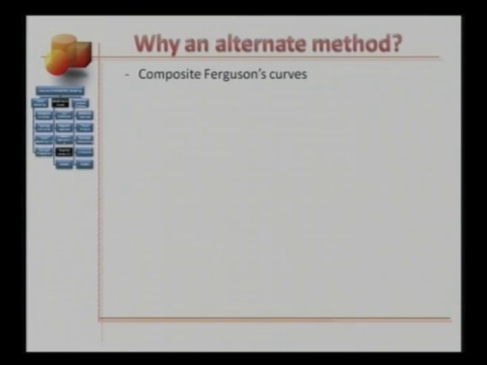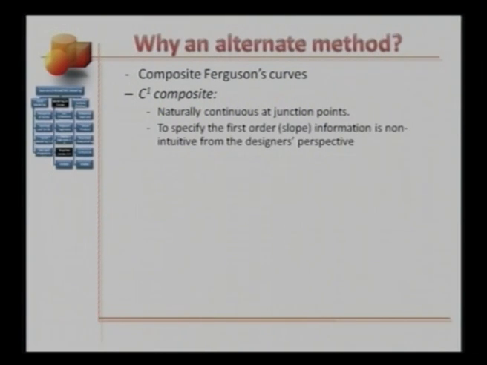Let's look at some composite curve models that we had discussed previously. First, composite Ferguson curves. For a C1 composite Ferguson curve, the model is naturally continuous at junction points. However, specifying the first order or slope information is not very intuitive from the designer's perspective. And this is true especially in the three-dimensional case.